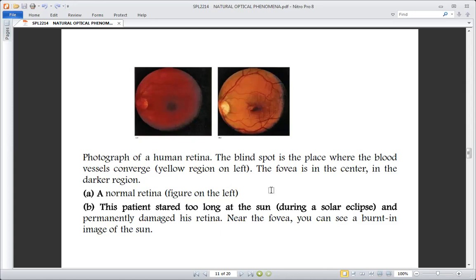So it is not a good practice to stare too long at the sun during a solar eclipse or at any other time, because it can permanently damage the retina, which is the screen where all images are focused before the brain interprets what is in the image.